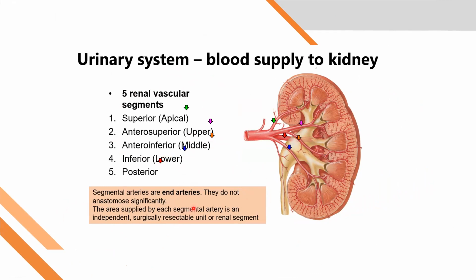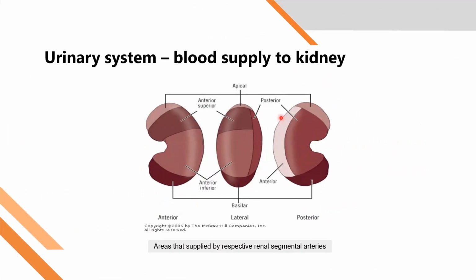Segmental arteries are end arteries. They do not anastomose significantly. The area supplied by each segmental artery is an independent surgically resectable unit, a vascular segment. So if someone has any condition that needs resection, they can entirely remove the area that is supplied by one renal segmental artery. All right, these are all the regions that are supplied by different segmental branches of the renal artery.